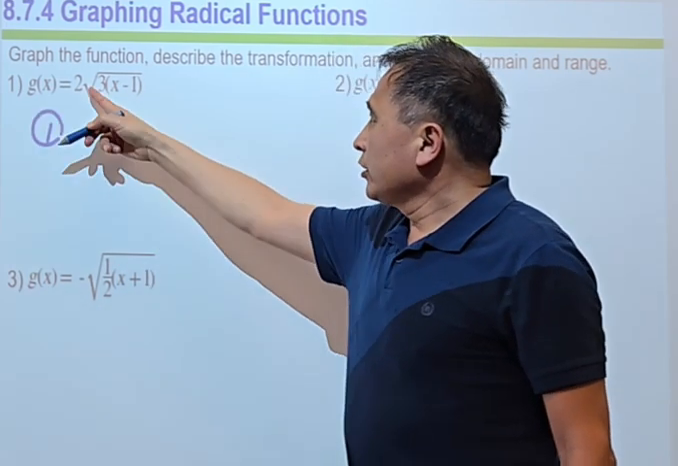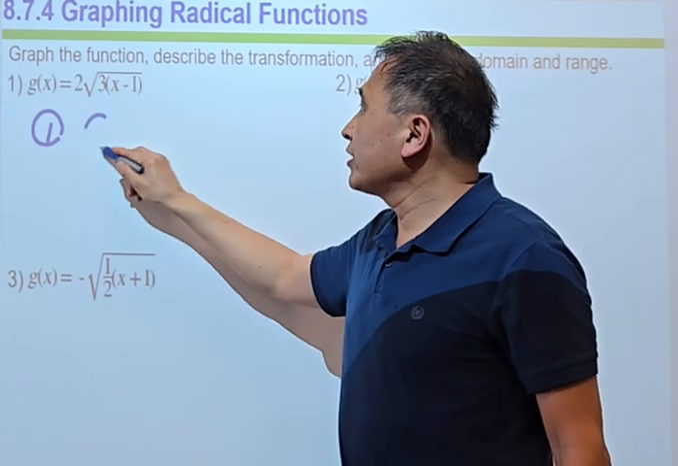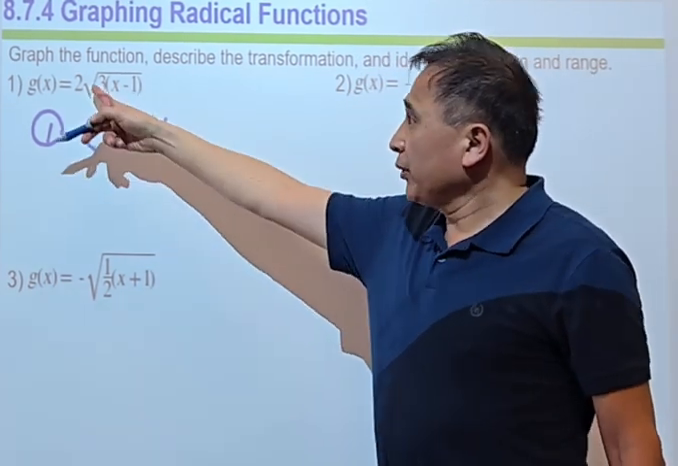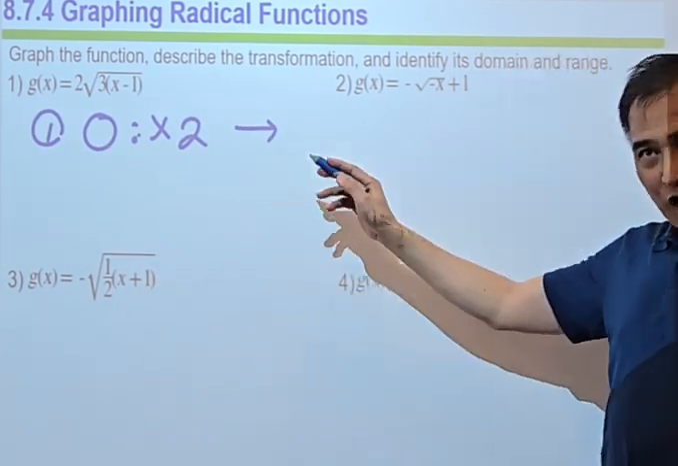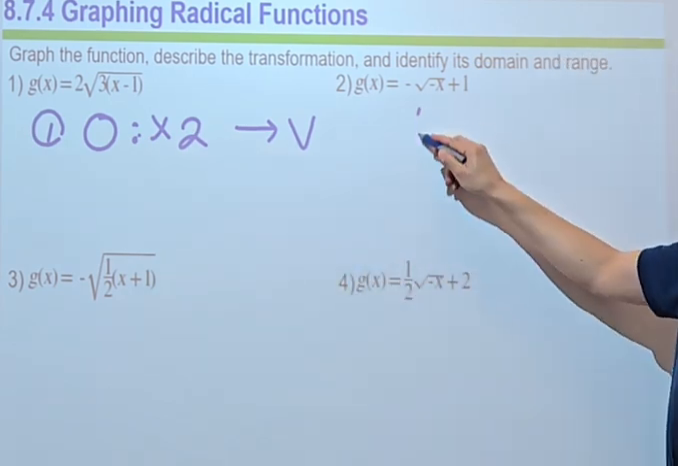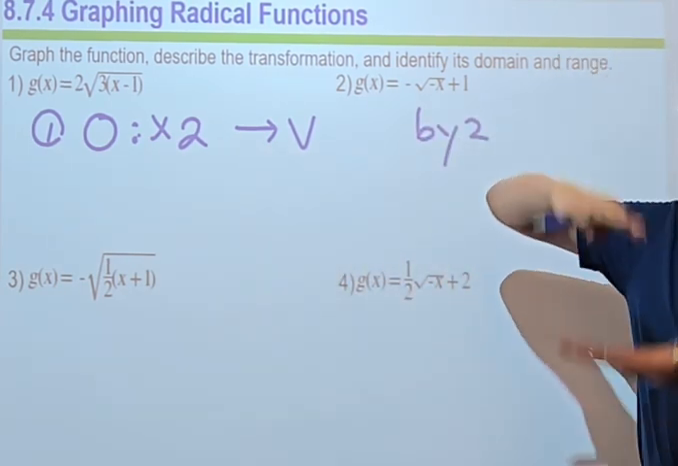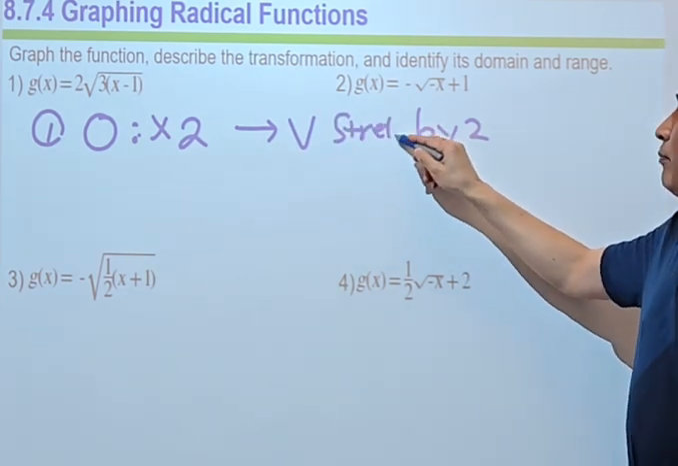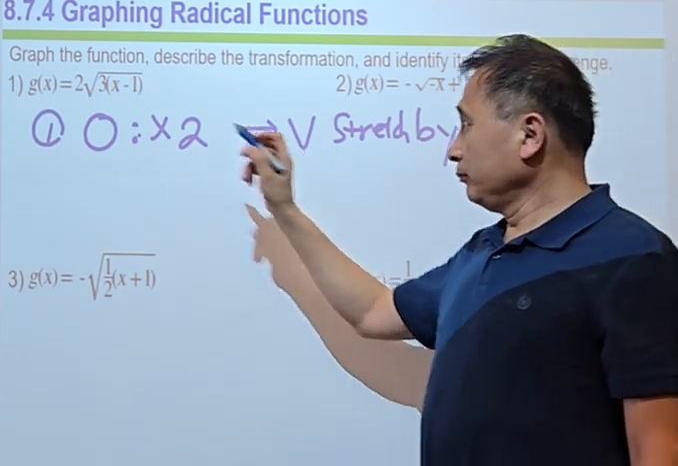First, this 2 is outside or inside? Outside. So outside is times 2, right? Because nothing means times 2. Outside times 2 means what? Outside is vertical, right? Vertical times 2 means it becomes 2 times larger. So we call it a stretch, right? Vertical stretch by a factor of 2.